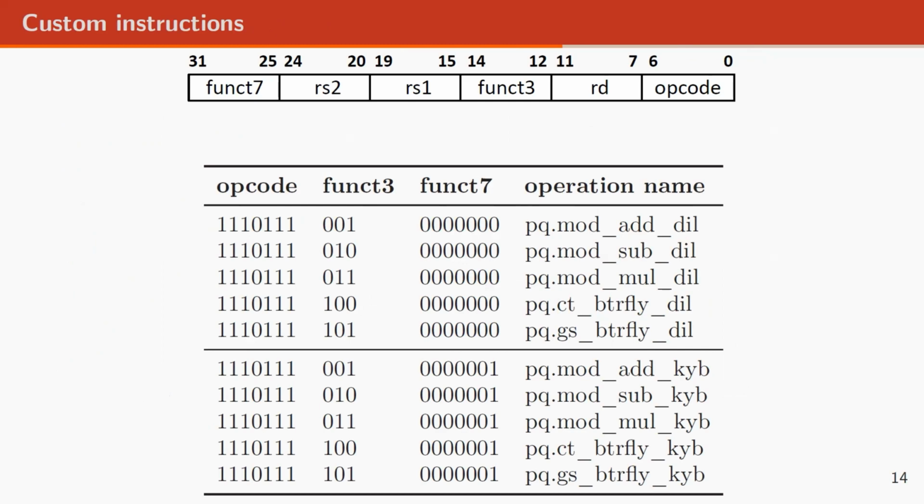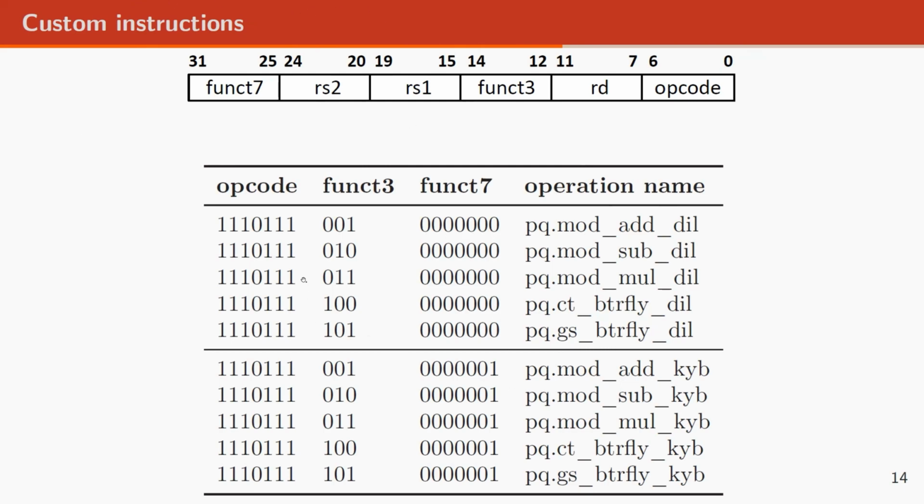And these are custom instructions. We tried to keep them in the R format that RISC-V has. So basically, we have two source registers and one destination register. The modular addition, subtraction, and multiplication basically follow the regular addition, subtraction, and multiplication, the same format, the same flow inside the data path. Okay, and for the butterflies, all three source register fields become source registers, and the destination register now becomes two destination registers.